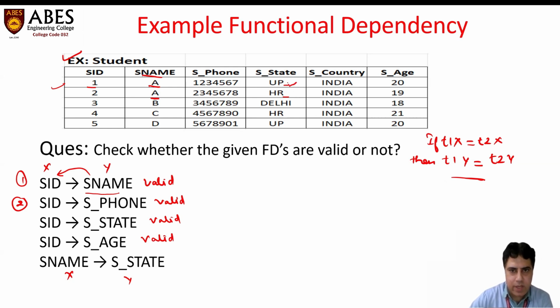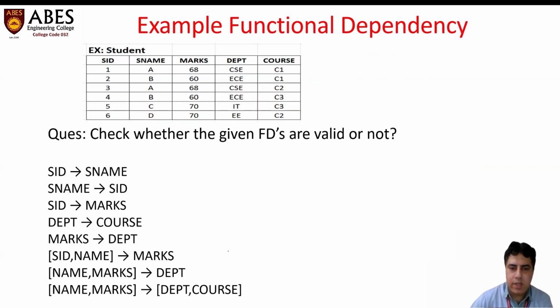For student name A, first the state is UP, and for the second student with the same name A it is Haryana, HR. So this functional dependency is invalid. No need to check for other student names. If there is one invalid entry, then we can say that the given functional dependency is invalid.